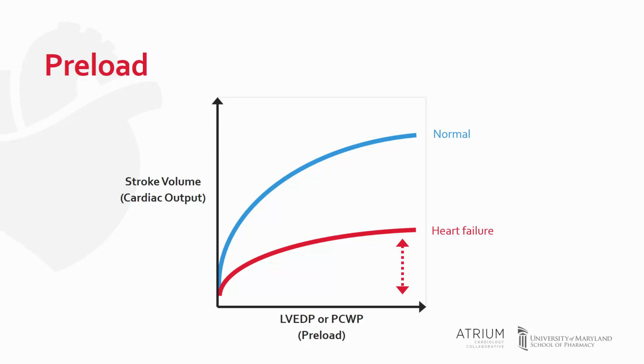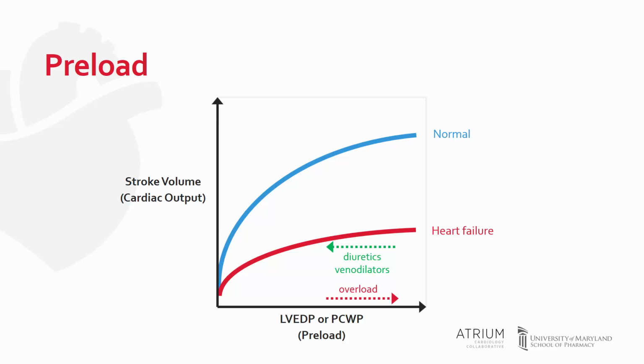Now, excess preload in patients with heart failure does not produce improvements in cardiac output, but it can lead to the signs and symptoms of volume overload, such as shortness of breath or lower extremity edema. Now, since excess preload is due to excess volume or pressure from the venous system, signs and symptoms of volume overload can be improved by reducing volume, which is commonly accomplished by the use of diuretic therapy.